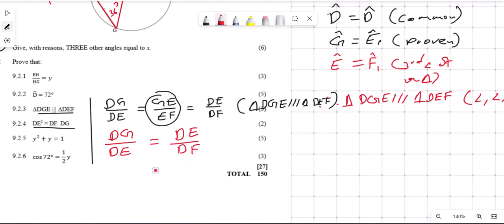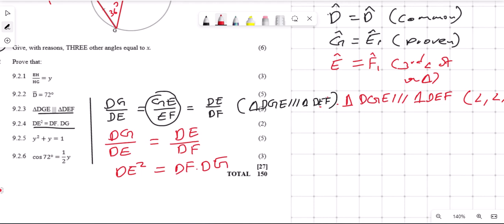Then we do cross multiplication. DE times DE, that's DE squared, which is equal to DF times DG. Was this difficult? No. So the issue here, Paulo, is to be able to see that after I prove similarity and they ask me this, it means this is the conclusion from this one.